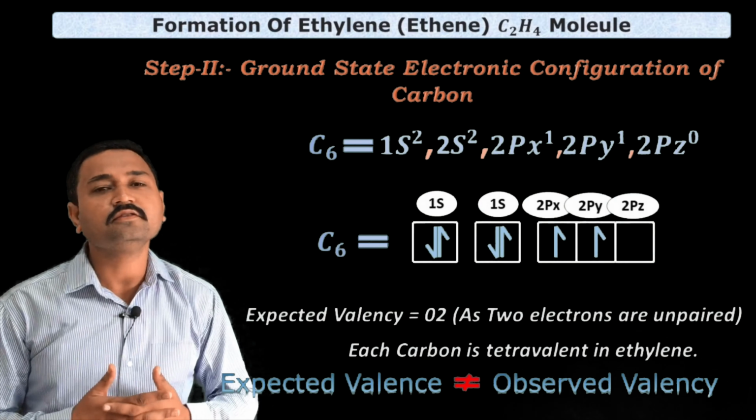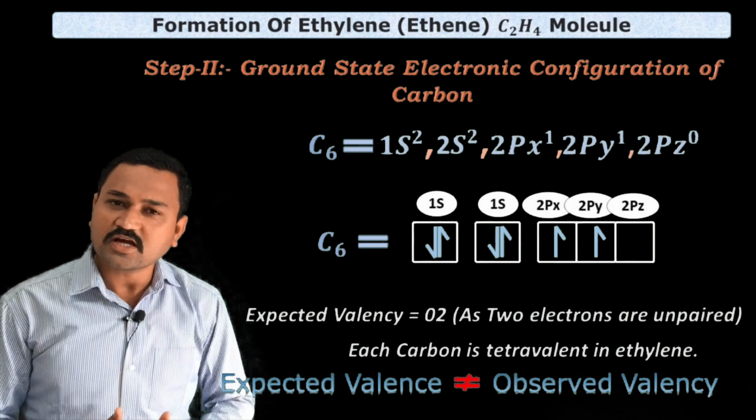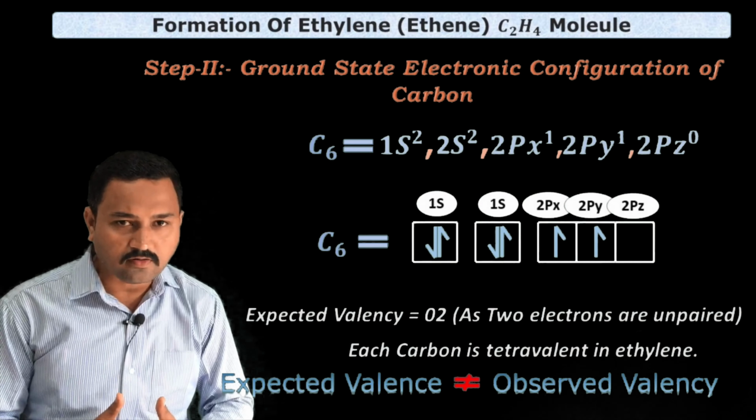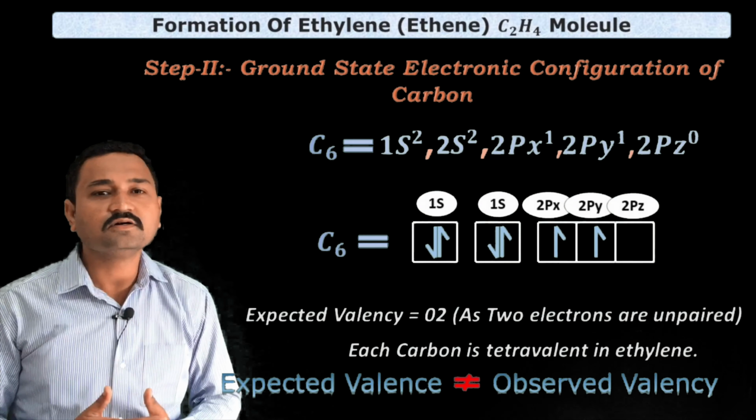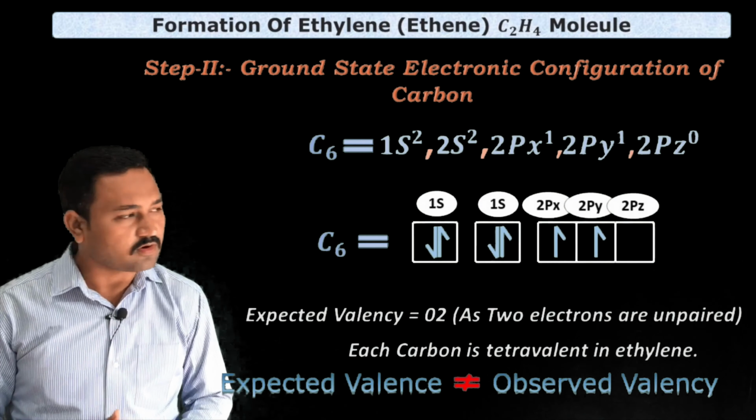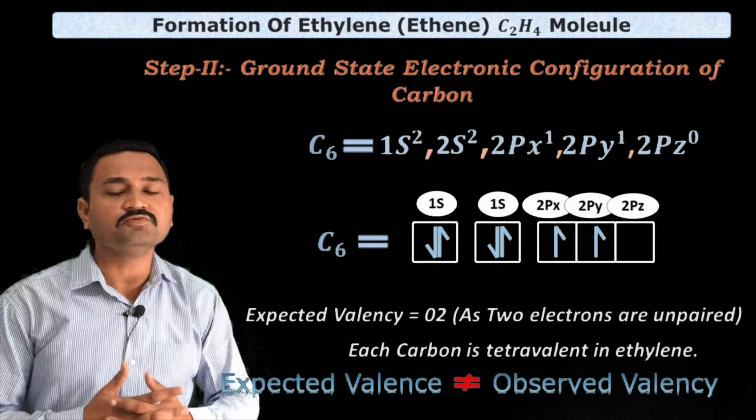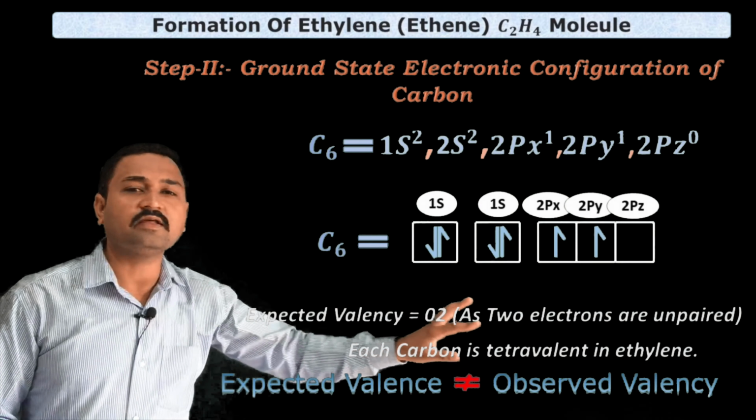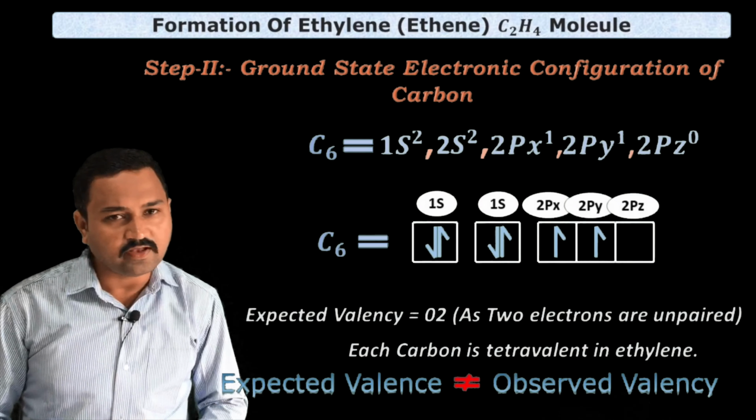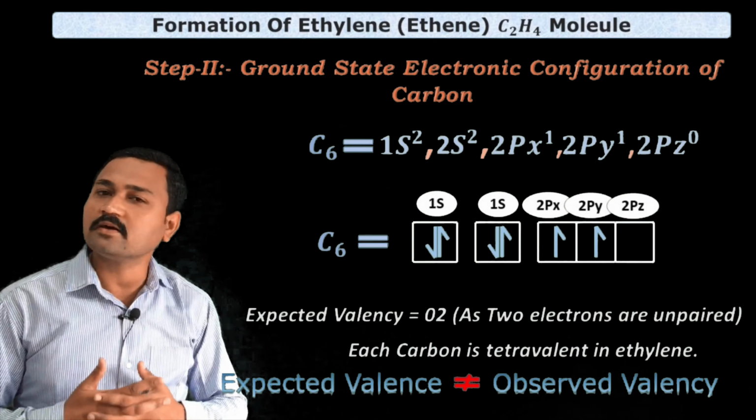We know that in the ethylene molecule each carbon atom forms 4 bonds. So here the observed valency is 4. After observing the ground state electronic configuration, our conclusion will be that the expected valency is not equal to the observed valency. Hence this carbon atom undergoes excited state formation.